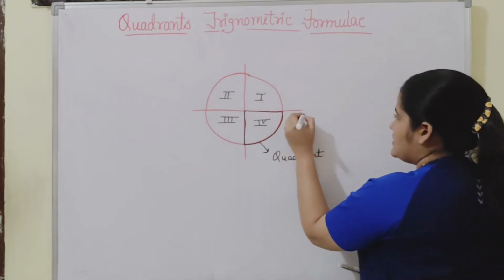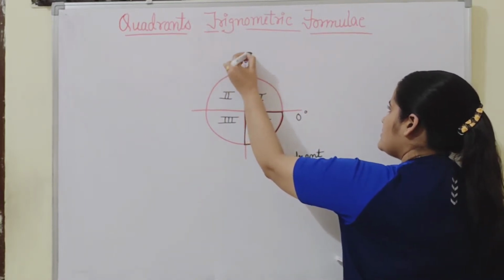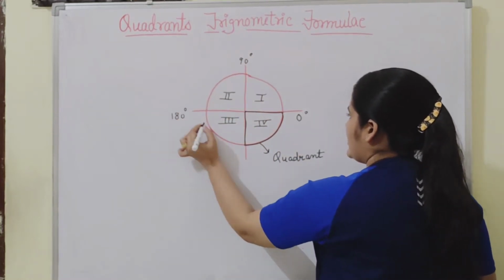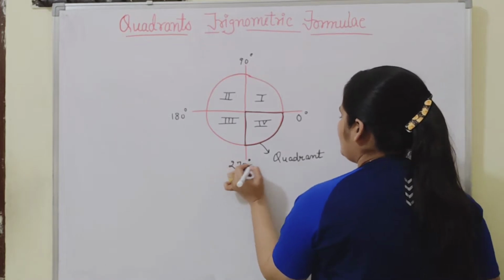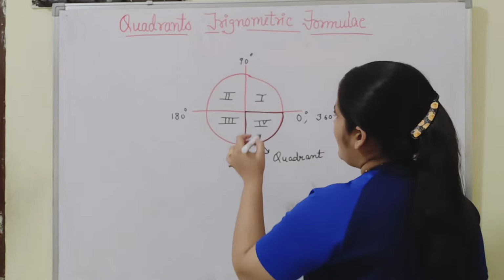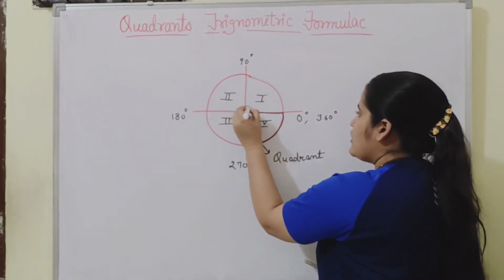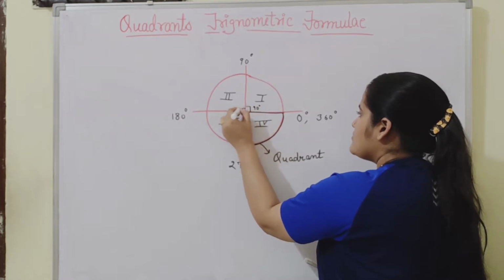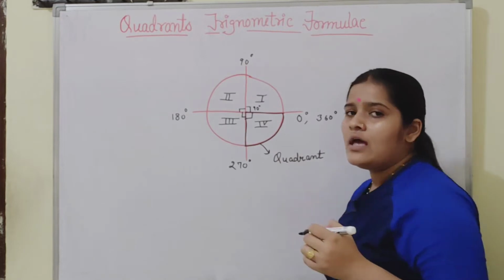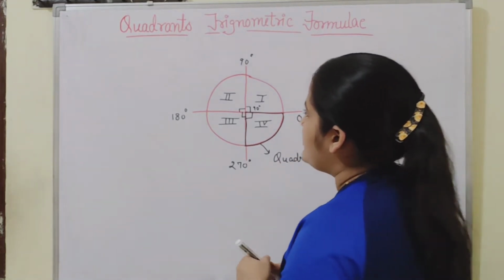This quadrant represents angle 0 degree to 90 degree. This one 90 degree to 180 degree. This one 180 degree to 270 degree. And this one 270 degree to 360 degree. Because we all know that each quadrant has a value equal to 90 degree, and the whole circle has an angle of 360 degree. Okay. Now let's start with the first quadrant.